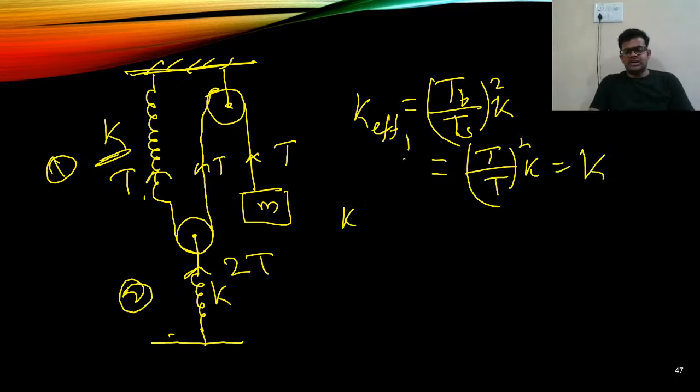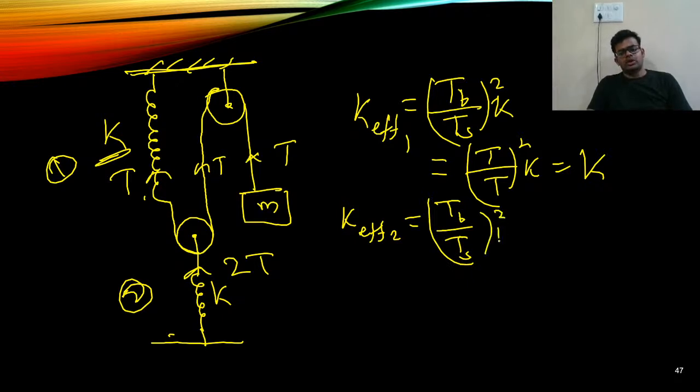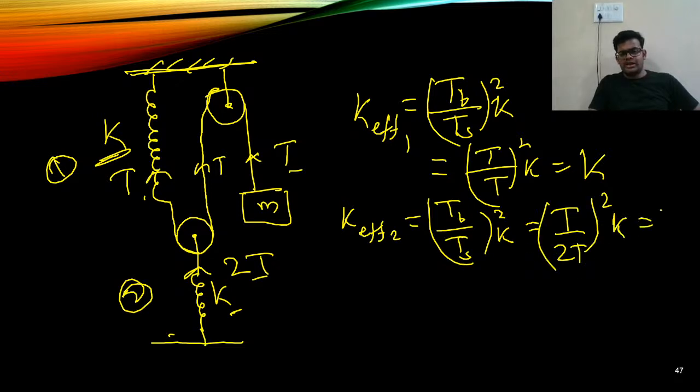Now k effective 2 will be equal to what? Tension in the block divided by tension in the spring, whole square, into k, because its spring constant is also k. Tension is 2T in the spring and T in the block. So T divided by 2T whole square into k. So what are you getting? You are getting k by 4.